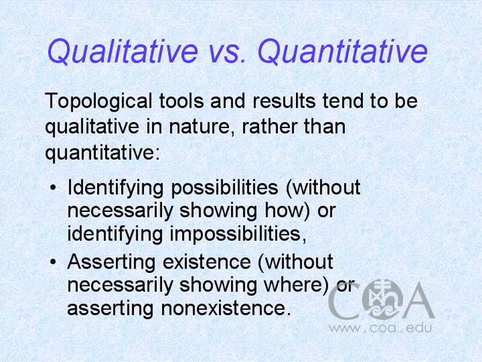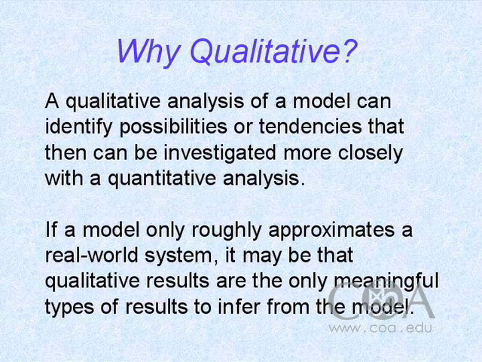Topological tools and results tend to be qualitative in nature rather than quantitative. They identify possibilities without necessarily showing how, or identify impossibilities. We'll see an example soon. They assert existence without necessarily showing where, or assert non-existence. So why look at things qualitatively? Why are qualitative analyses worthwhile?